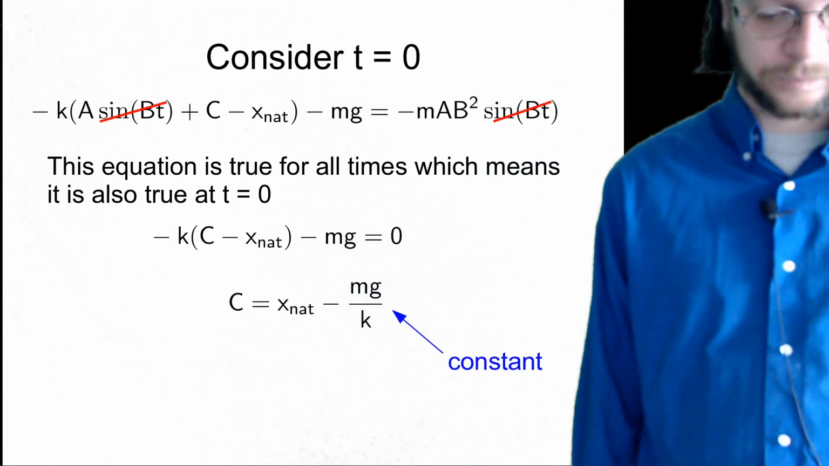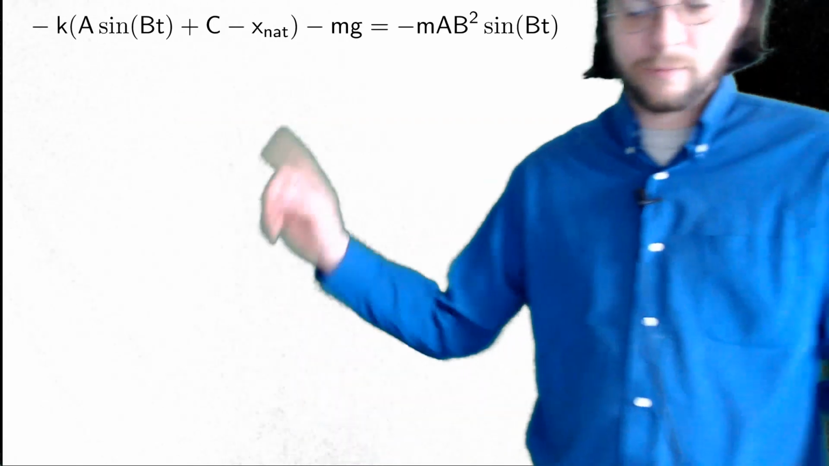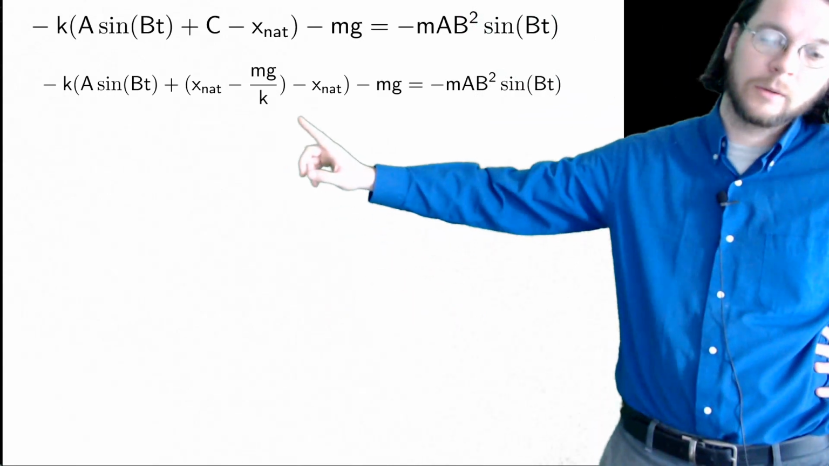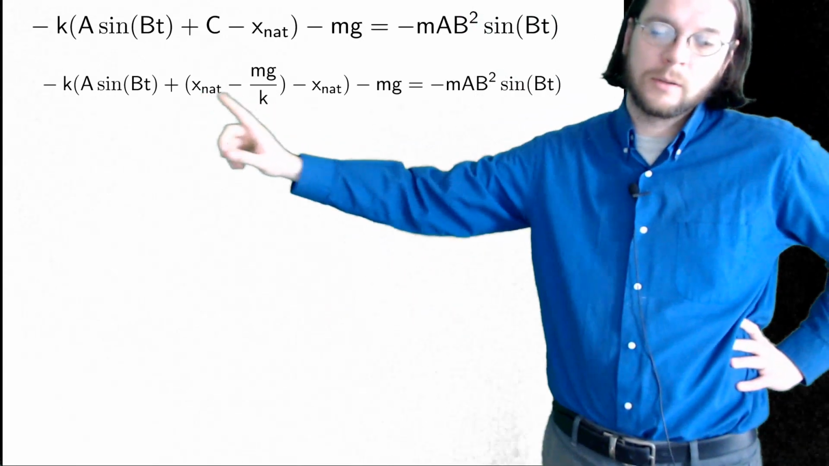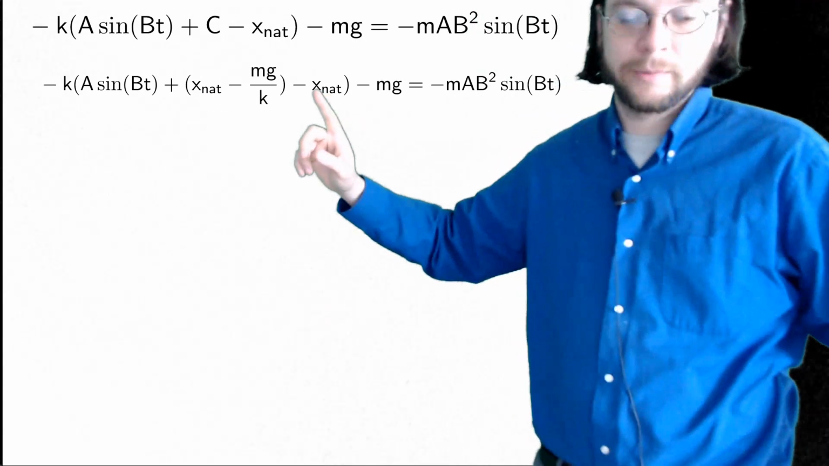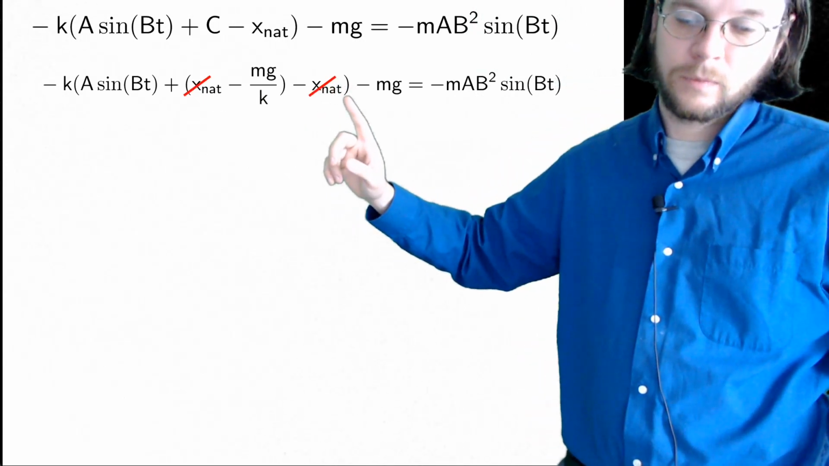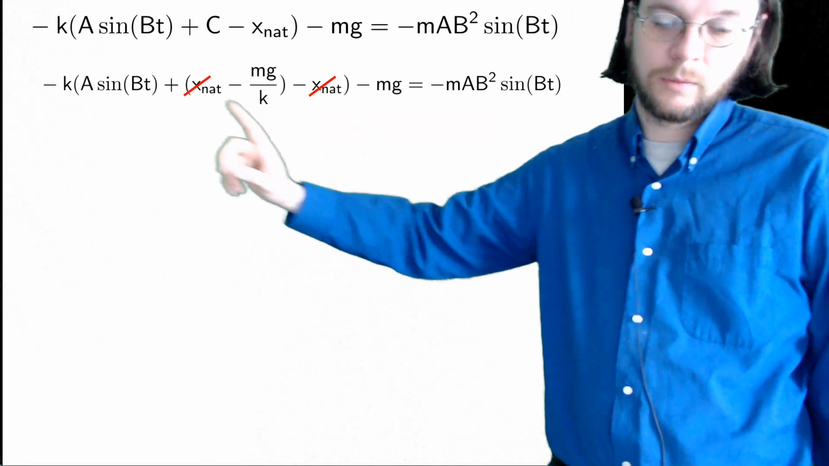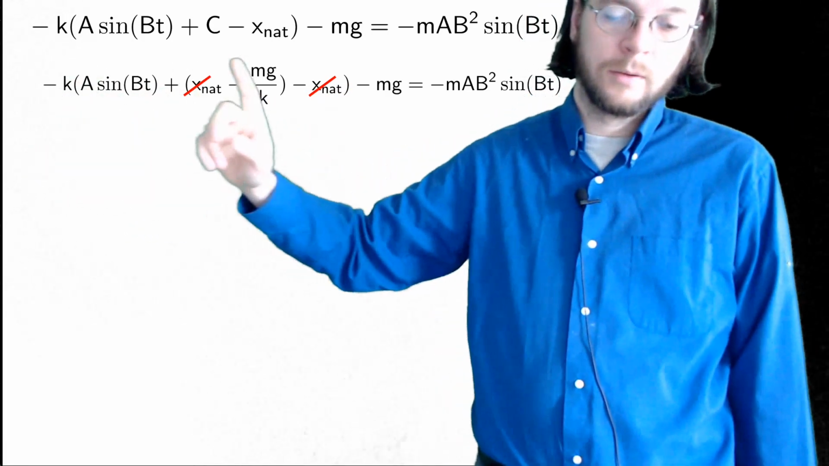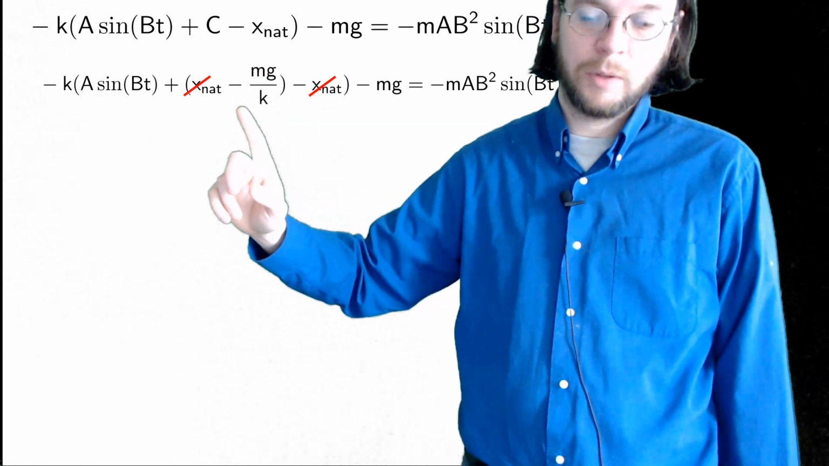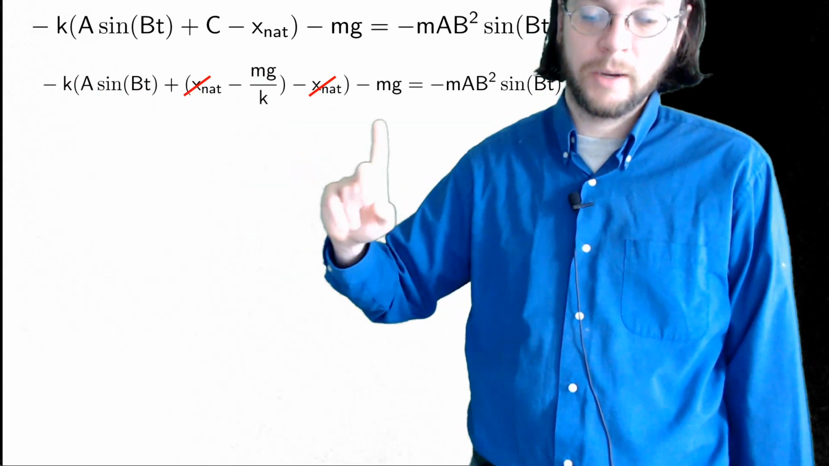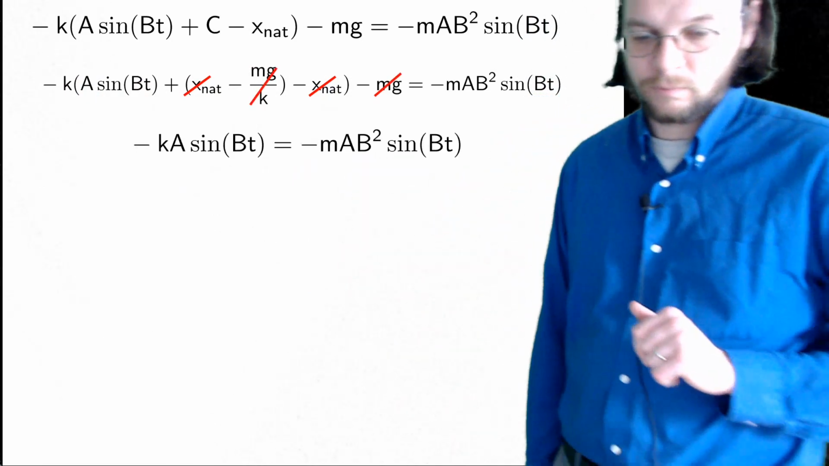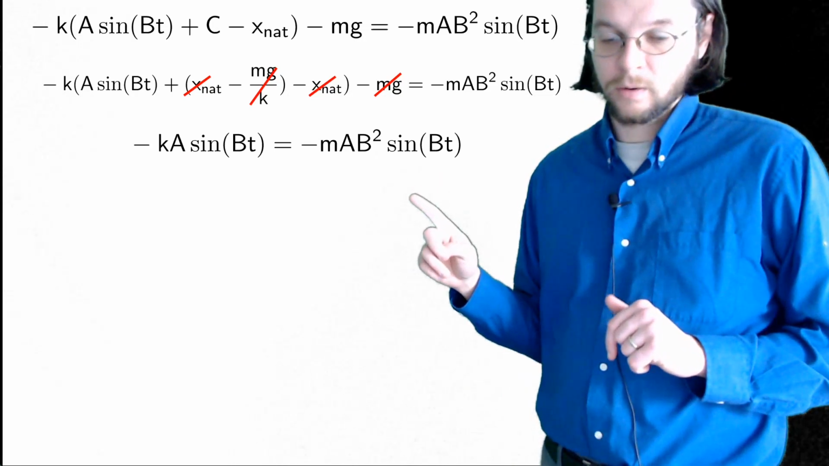Let's find out. Okay, so now we have this. I can stick it back into here, right? So I can stick what we just learned into here. And then the natural length is going to cancel with the natural length, which is what happened last time, if you recall. A new thing is this term here, but minus k times minus mg over k equals plus mg, minus mg just equals 0. And so we basically get back to where we were before.